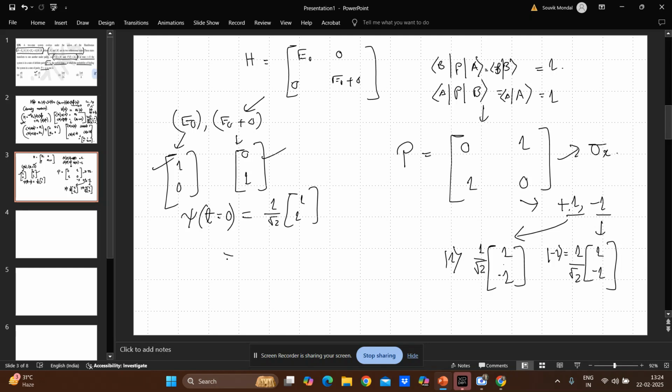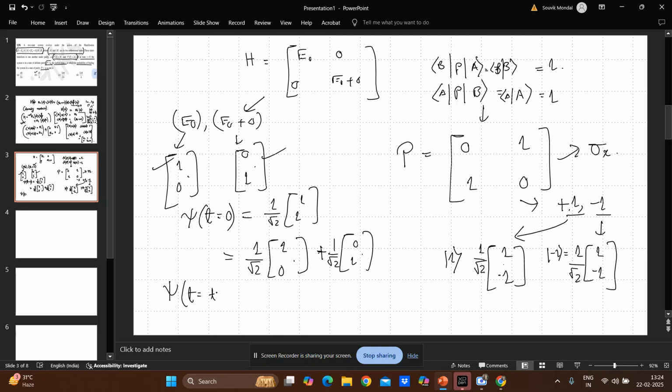Now you have to time evolve this. So to time evolve this, you have to split this into the eigenstates of the Hamiltonian. So make this 1 by root 2 times 1 0 plus 1 by root 2 times 0 1. Now this 1 0 is an eigenstate of the Hamiltonian, and 0 1 is an eigenstate of the Hamiltonian. Now you can time evolve this.